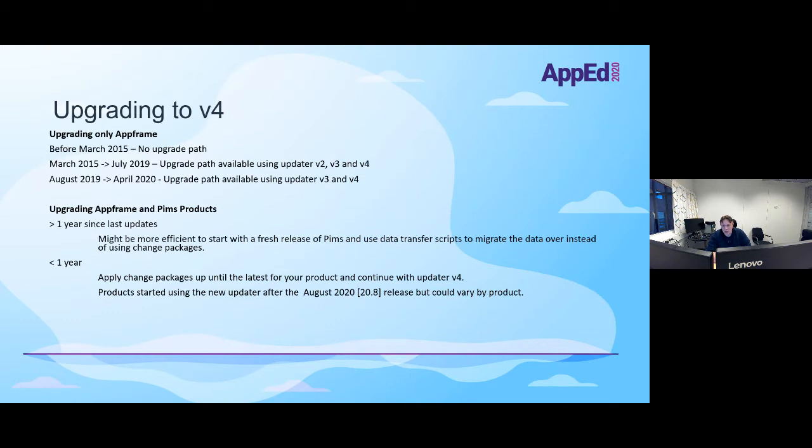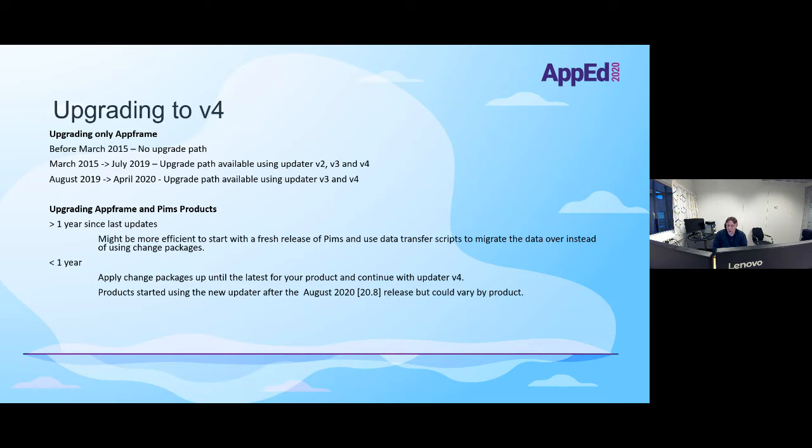So if you are on a release of AppFrame before 2015, there is no upgrade path, so in that case you have to do it manually. But if your solution was last updated between March 2015 and July 2019, you can use the updater in AppFrame version 2, 3 and 4 to get up to the latest version. And this is only for AppFrame upgrades, so if you don't take any Pims products. And finally, if you're between August 2019 and April 2020, you can use the version 3 and 4 to get up to the latest version.